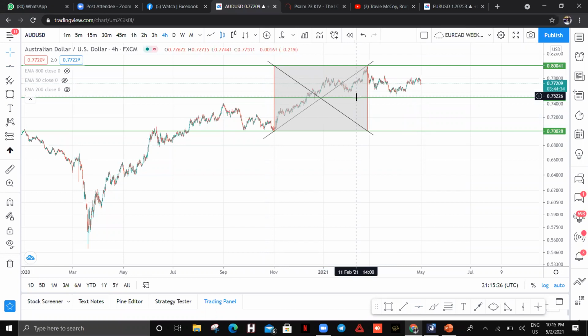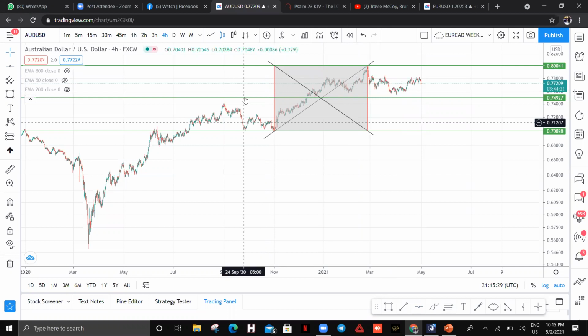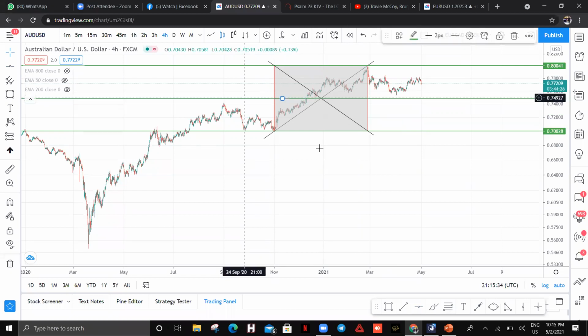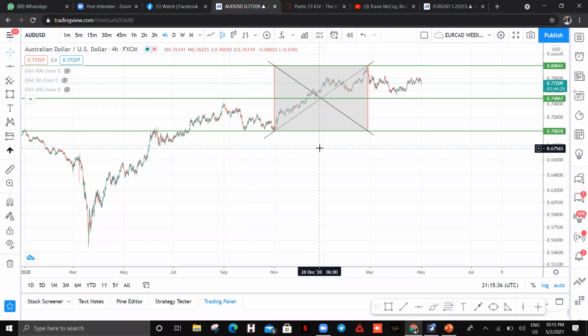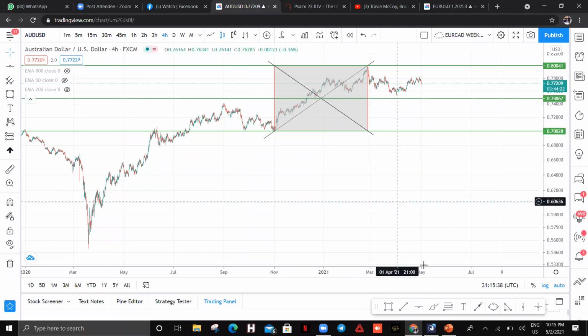I remember you can use this on volatility. You can also use it to analyze the price of Bitcoin, that's cryptocurrencies, oil, anything.